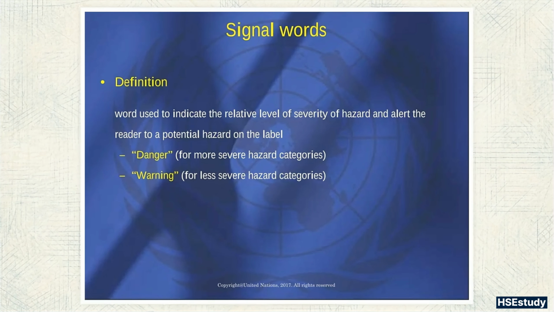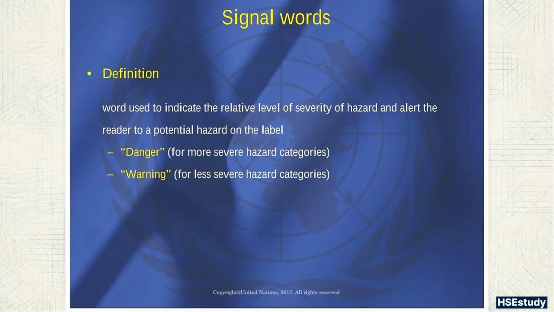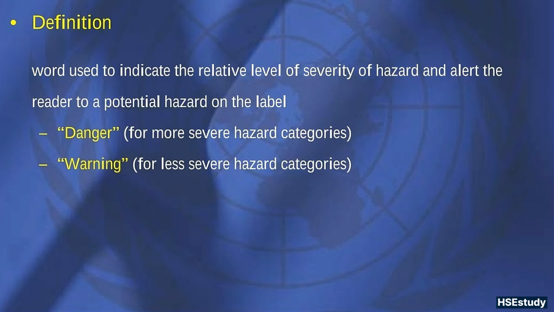This slide defines signal words. Only 2 are permitted: danger for severe hazards and warning for less severe risks. A strict precedence rule applies. If a mixture triggers both, danger cancels out warning. Only the most severe word appears.